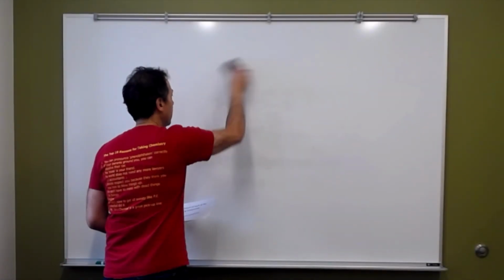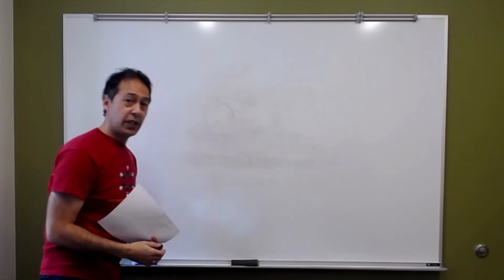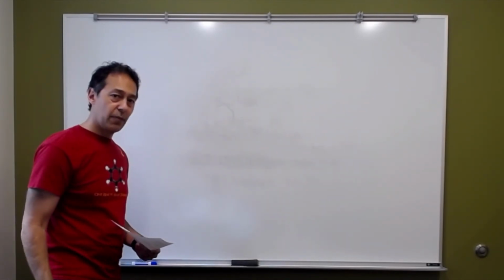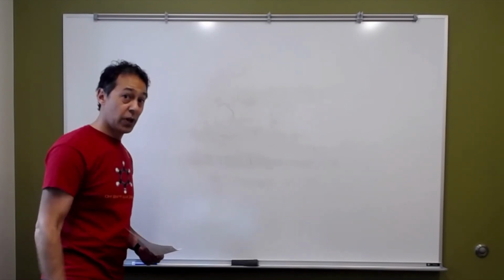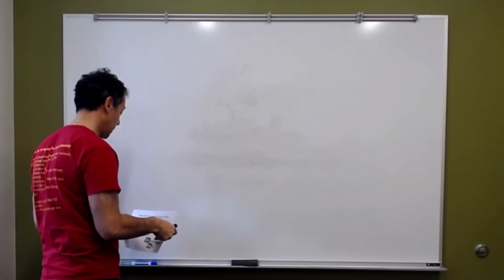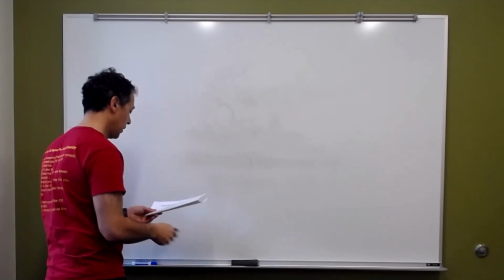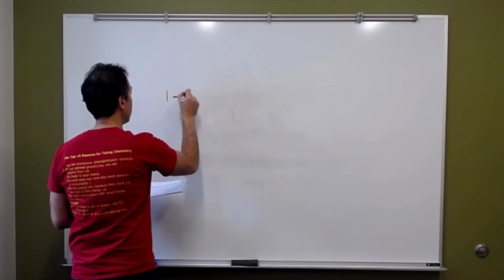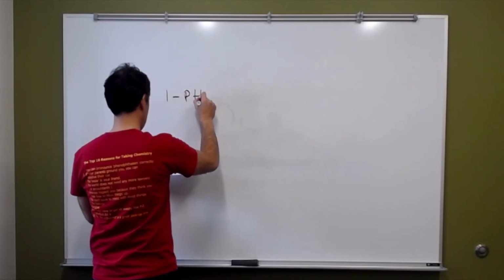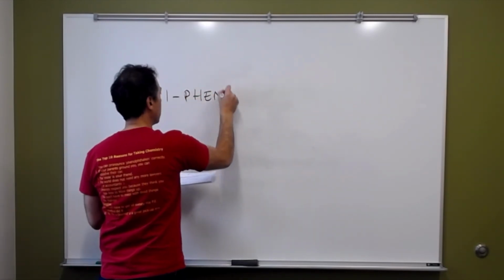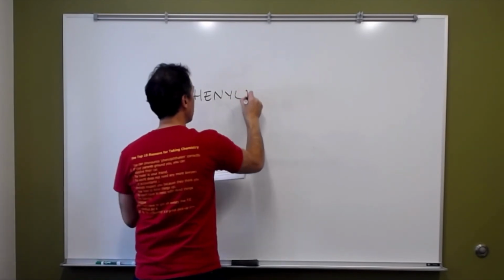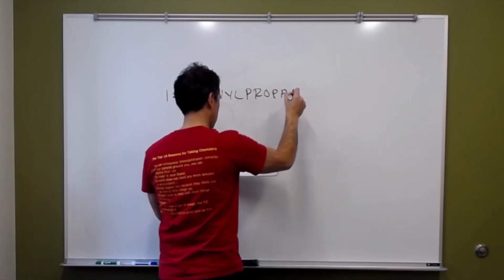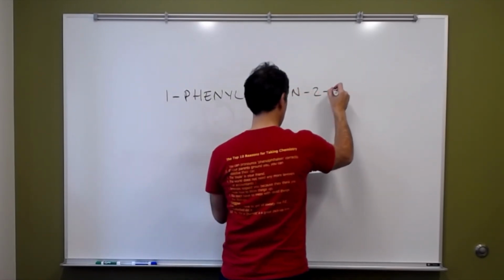Now that we've gotten enough organic chemistry to be dangerous, I'm going to write out the name of a molecule here and see if we can't do the structure. Okay, so this one here is going to be 1-phenylpropan-2-amine.